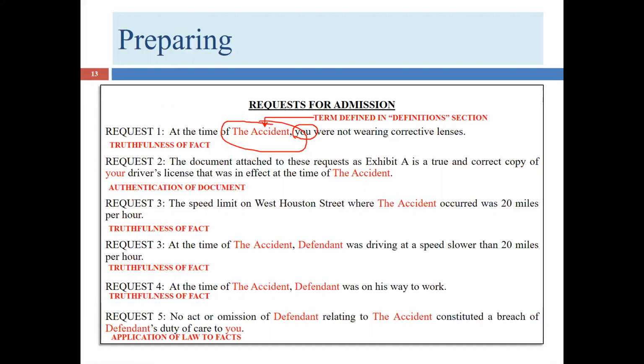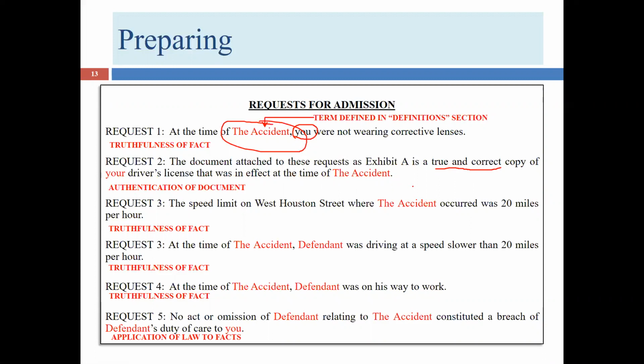Number 2, now we're going to prove up a document, or that's what we're attempting to do if we're the one who is sending out these requests for admission. The document attached to these requests as Exhibit A is a true and correct. This is a term we see. It seems fairly redundant, but people always say it. True and correct copy of your driver's license that was in effect at the time of the accident.